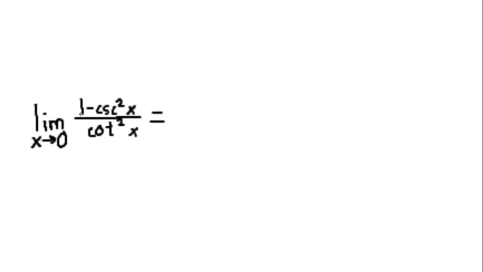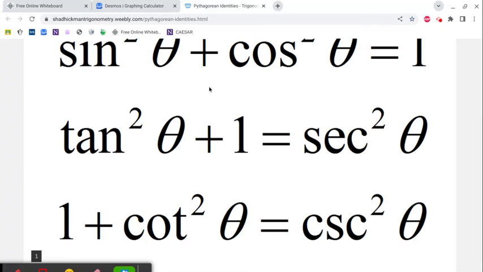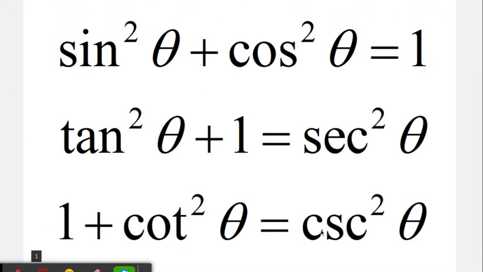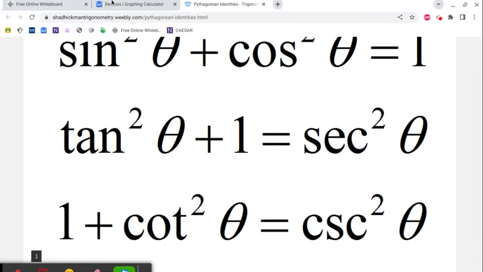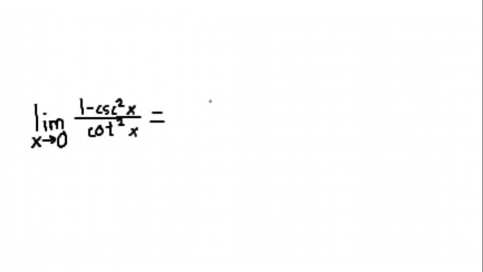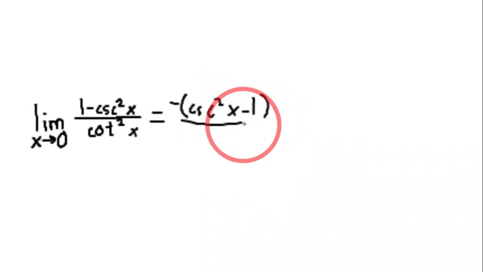1 minus cosecant squared of x isn't quite a Pythagorean identity because cotangent squared of theta equals cosecant squared minus 1. And we have sort of the opposite. But we can do like we did above and factor out a negative sign to reverse the order of the terms being subtracted. So that will leave us with cosecant squared of x minus 1 over the cotangent squared of x.